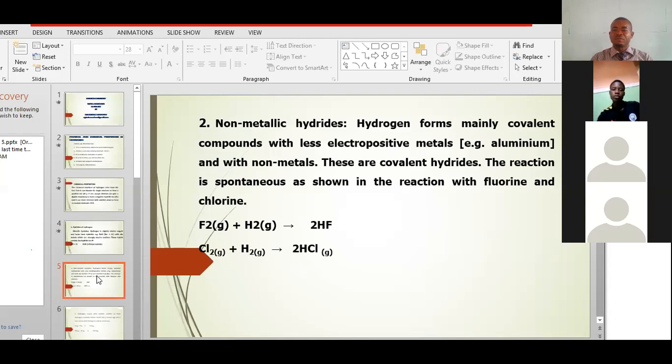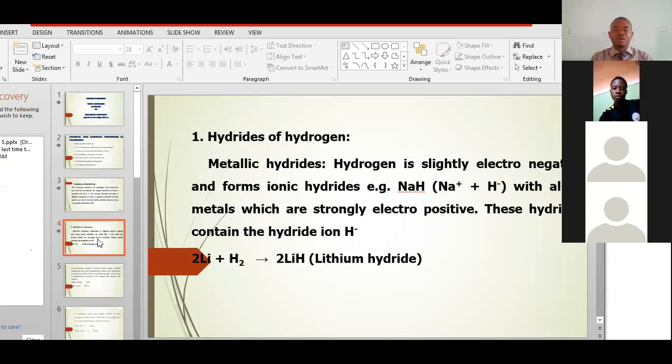Sir, is this non-metallic still under the positive? Yes, look at the hydrides of hydrogen. We have metallic hydrides. When you are talking about the metallic hydride, it is the hydrogen atom that accepts electrons from metals.